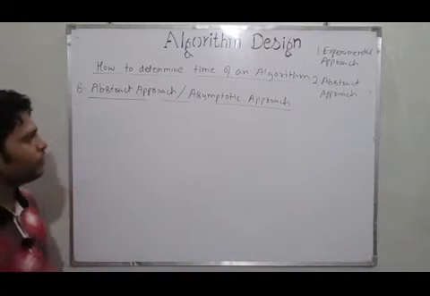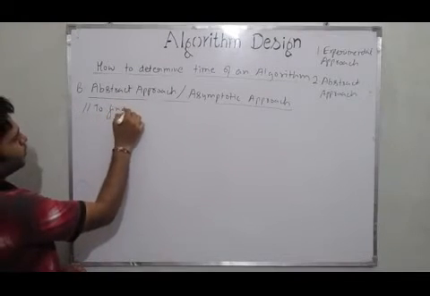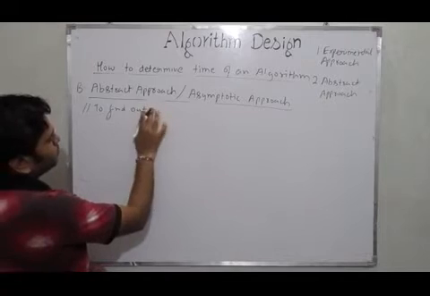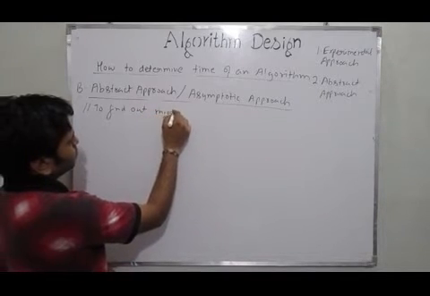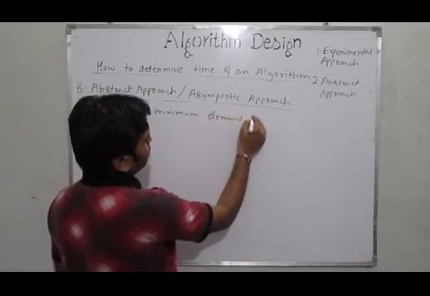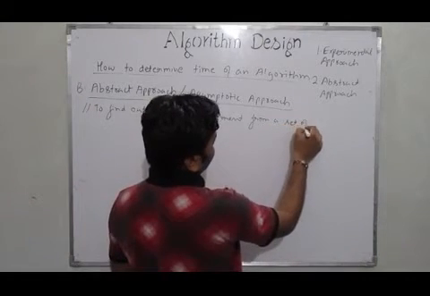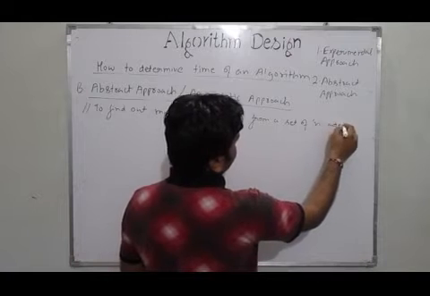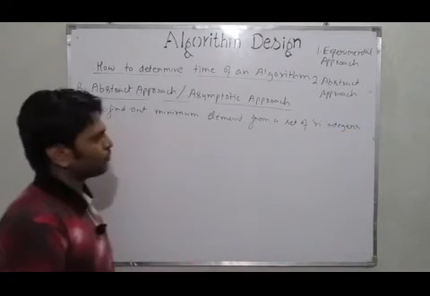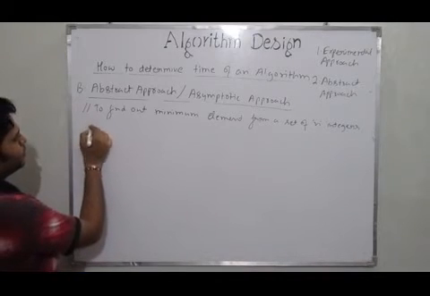So here what we can do is, let us write a pseudocode to find the minimum element from a set of n integers. So what would be the pseudocode for that? Let us check that.